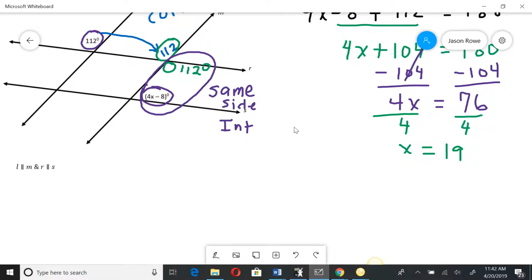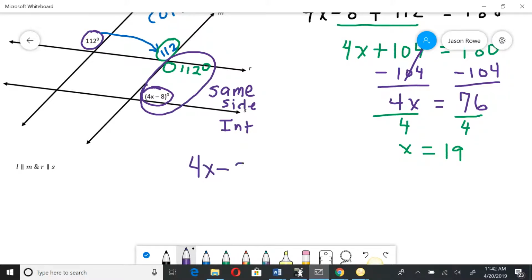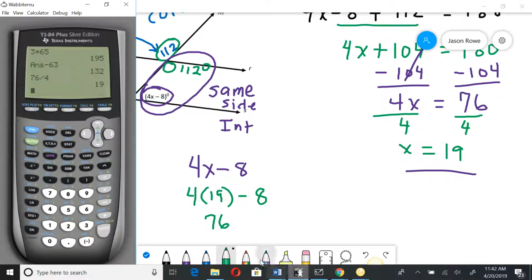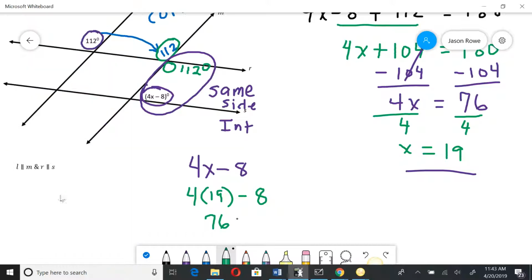So we know that we have 4x minus 8. We know that x is 19. So we're going to replace x with 19. 4 times 19 is 76. And 76 minus 8 is 68 degrees. So there is our other angle measure.